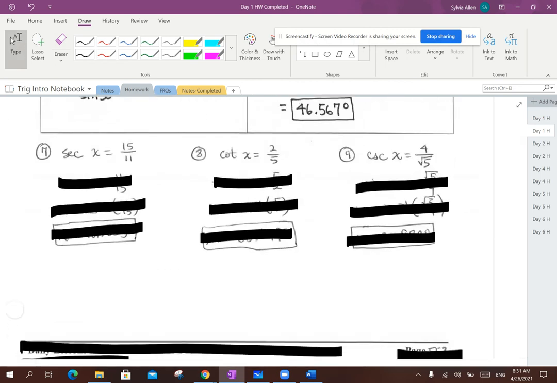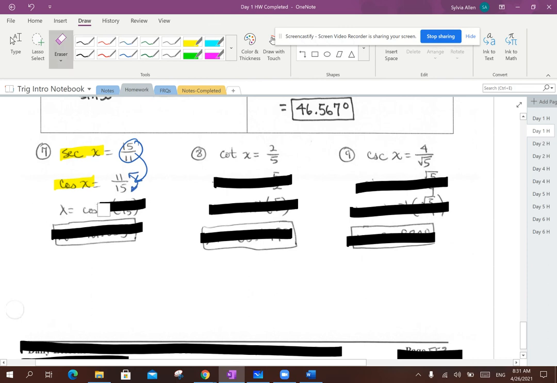Now let's go down to number 7. It says to find the value of x in each of those equations. Now your calculator does not do secant, cotangent, or cosecant. So what you need to do is relate secant to its reciprocal function. So secant x is the same as cosine x if you flip. Okay, we've got to flip it. And then now we can find x by taking cosine inverse, and then you get 42.833.